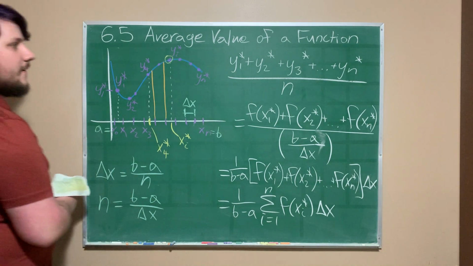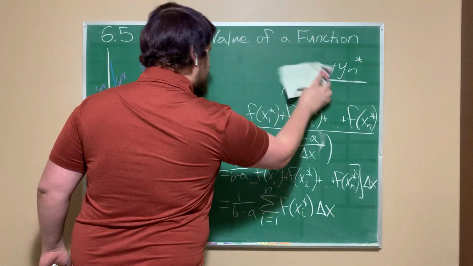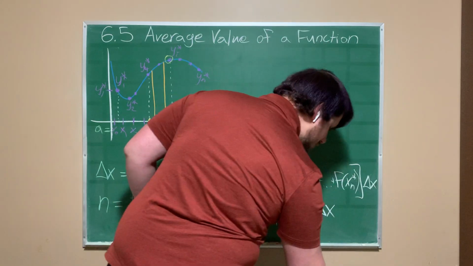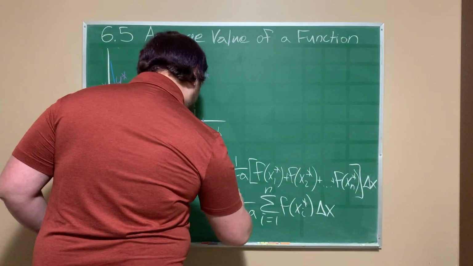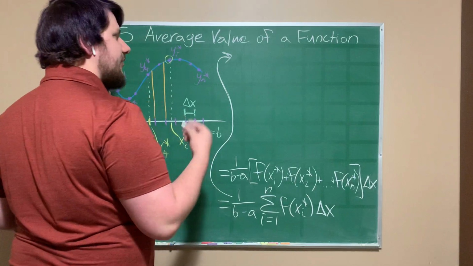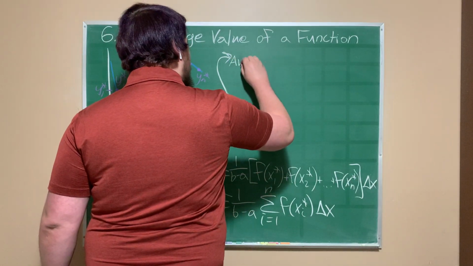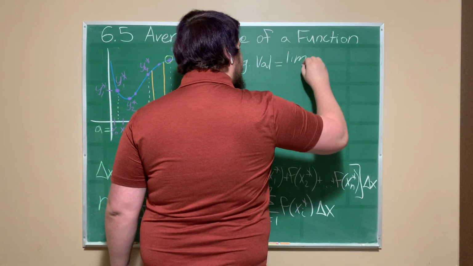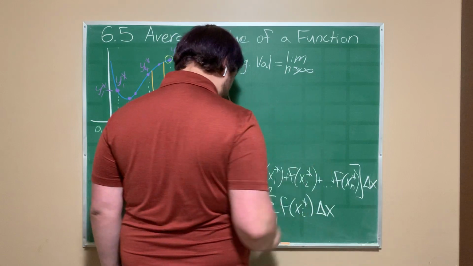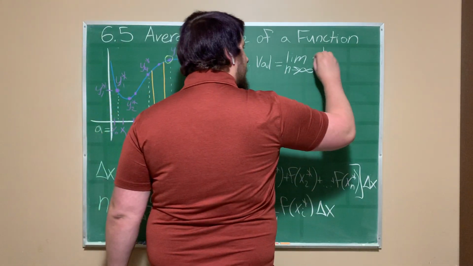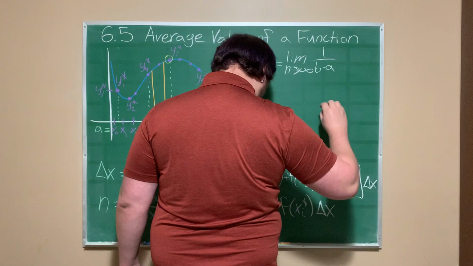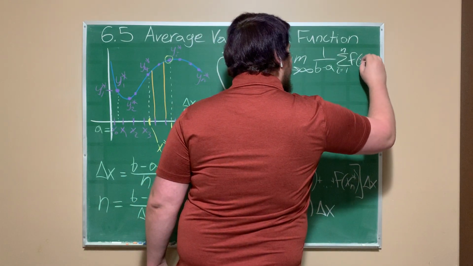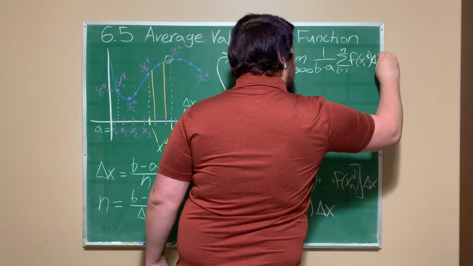So what does that look like? Go back up here, I guess. This is where I wish I had 2 chalkboards. All right, we'll come back up to the top. So now the true average value is going to be equal to the limit as n goes to infinity of this expression here. So we have 1 over b minus a multiplied by the summation from i equals 1 to n of f of x i star times delta x.